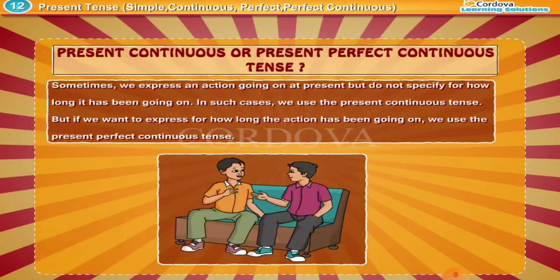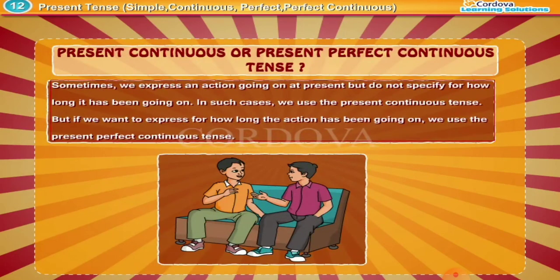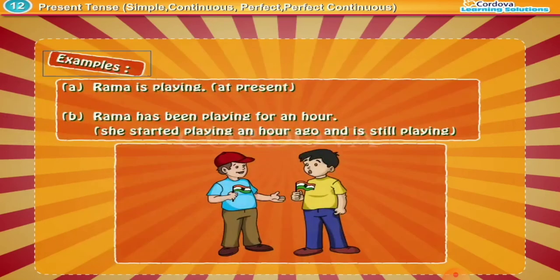Present continuous or present perfect continuous tense. Sometimes we express an action going on at present but do not specify for how long it has been going on. In such cases, we use the present continuous tense. But if we want to express for how long the action has been going on, we use the present perfect continuous tense. Examples: Rama is playing at present. Rama has been playing for an hour. She started playing an hour ago and is still playing.